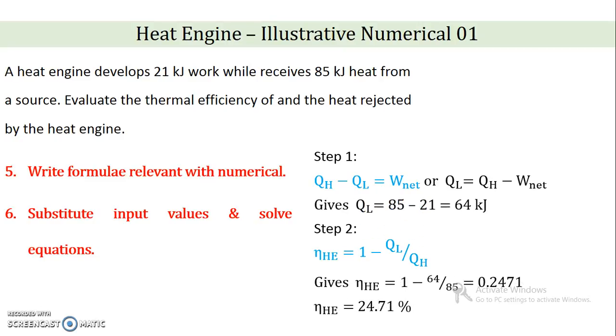Solving these equations, we get QL is equal to 64 kJ and efficiency is 0.2471. But we generally express efficiency as a percentage, so it becomes 24.71%.